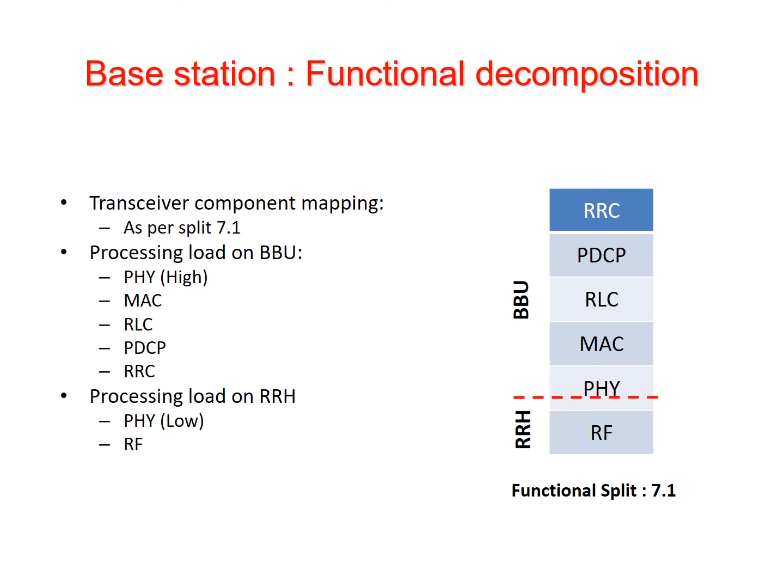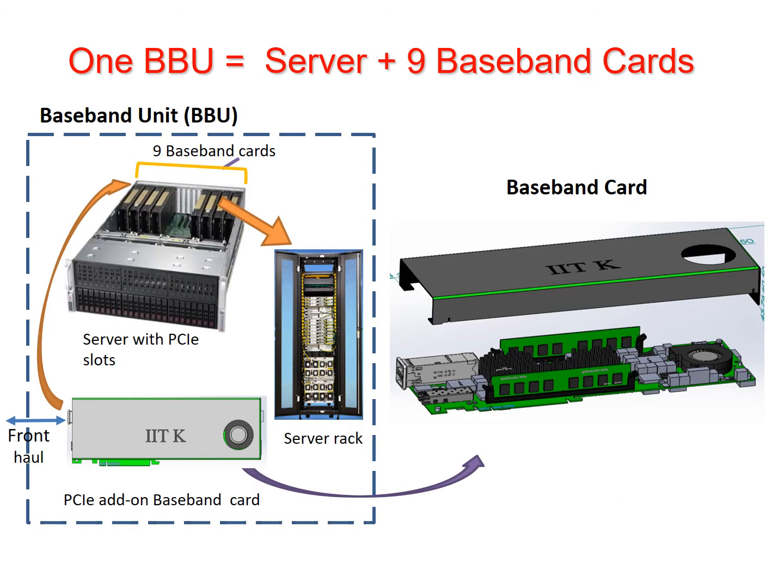As per this split, some of the PHY layer functions and all RF functions will be executed on RRH while most of the PHY layer functions and layers above it will be implemented on BBU. The BBU board can be plugged into the server. 9 BBU cards are plugged into a single server, and multiple such servers can be mounted into server rack.